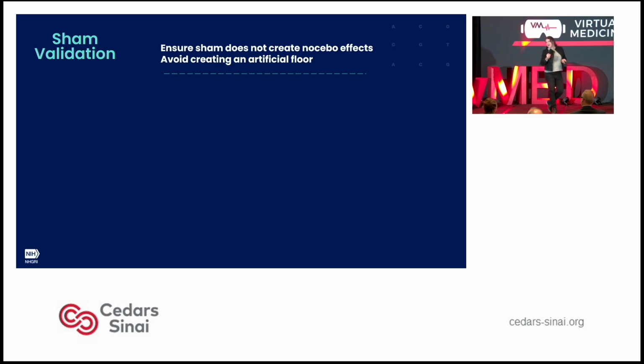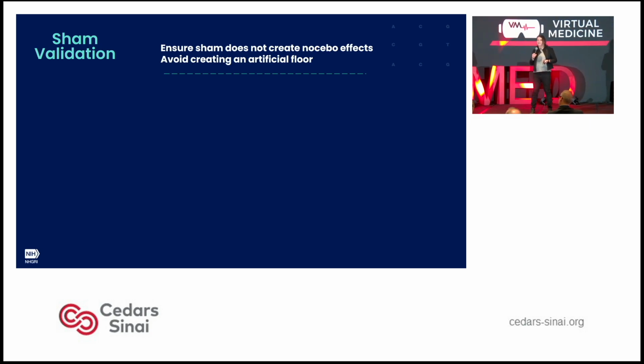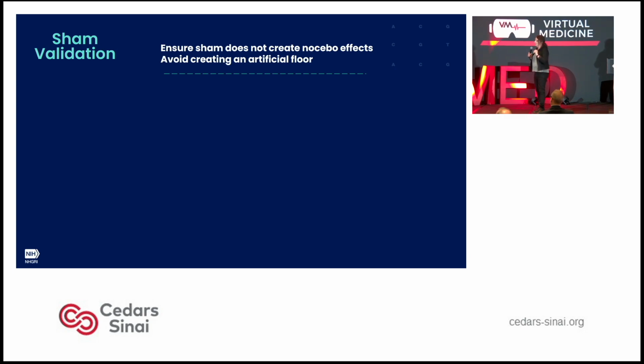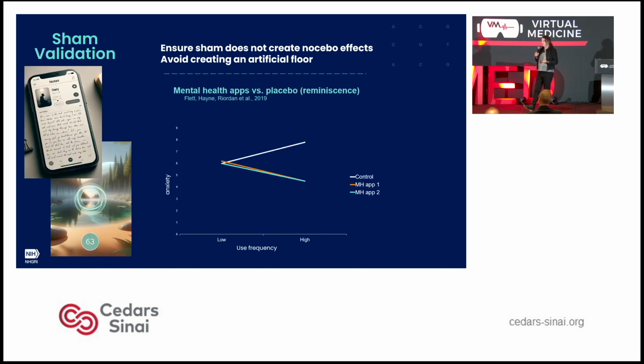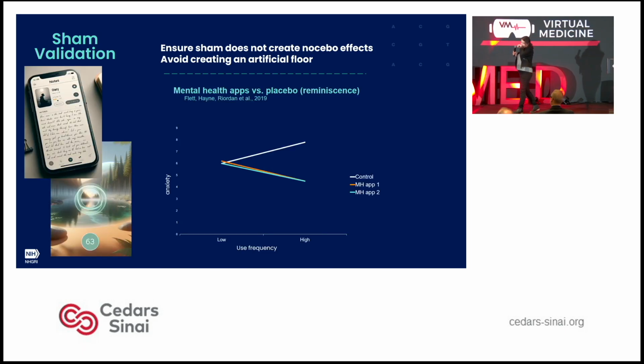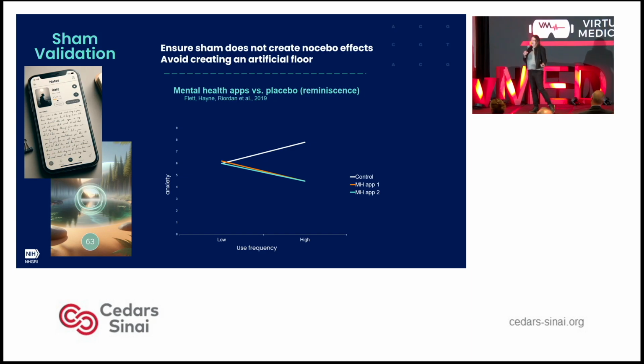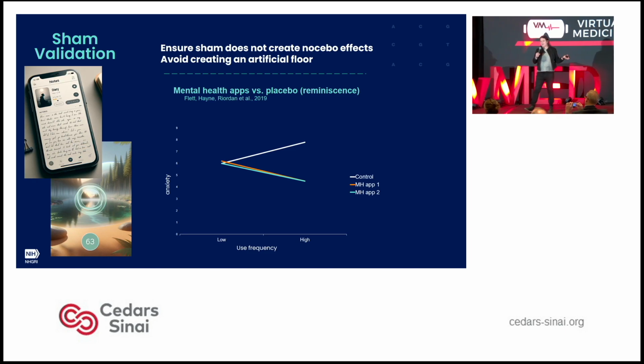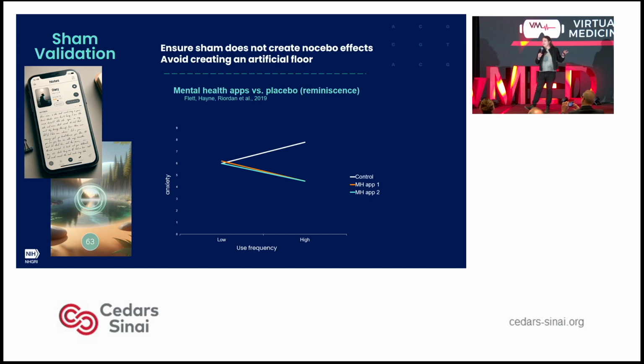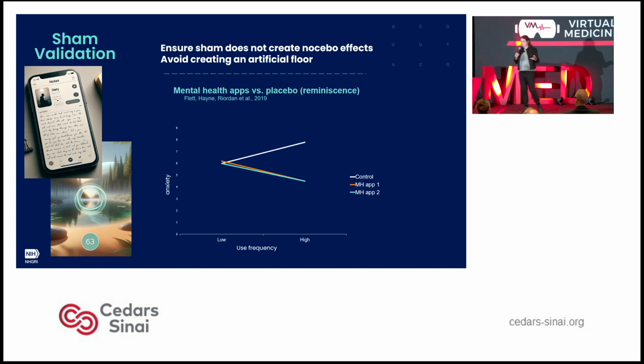Another thing we need to focus on is ensuring that our sham does not create nocebo effects, right? If our sham makes things worse, we're going to create an artificial floor for comparison. That is no longer a fair study. Give you an example of that. This is a study from 2019 where they were comparing a couple of mental health apps to a control condition that they thought would be kind of neutral. They called it a reminiscence approach, where folks were using a list-type app to just record thoughts about the day. It turns out that people who did this really often had more anxiety when they did this.